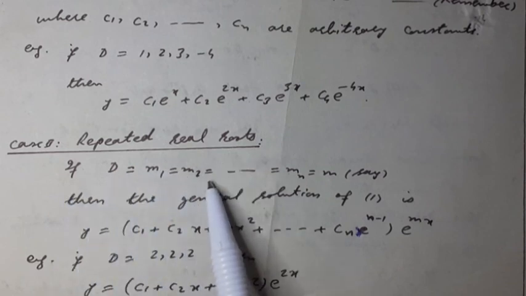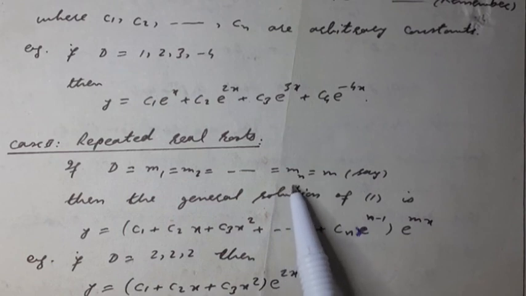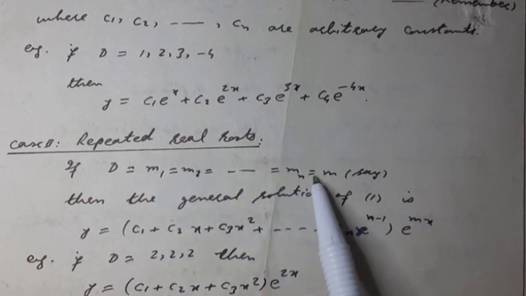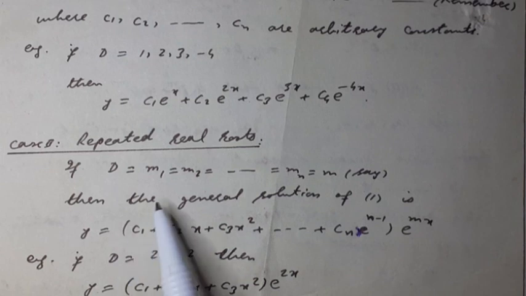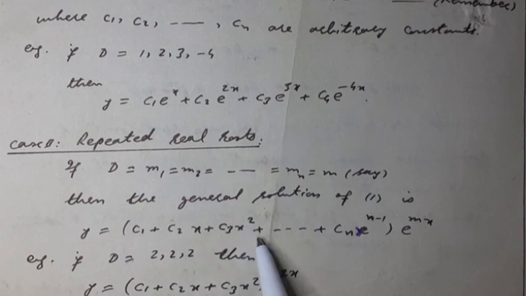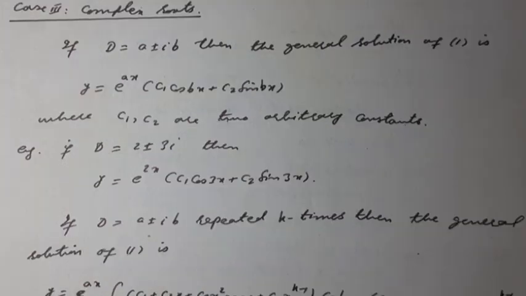Case 2, when the auxiliary equation has repeated real roots. If D = m1 = m2 = ... = mn, n roots equal to m, say, then the general solution of equation 1 is y = (c1 + c2 x + c3 x² + ... + cn x^(n-1)) e^(mx).